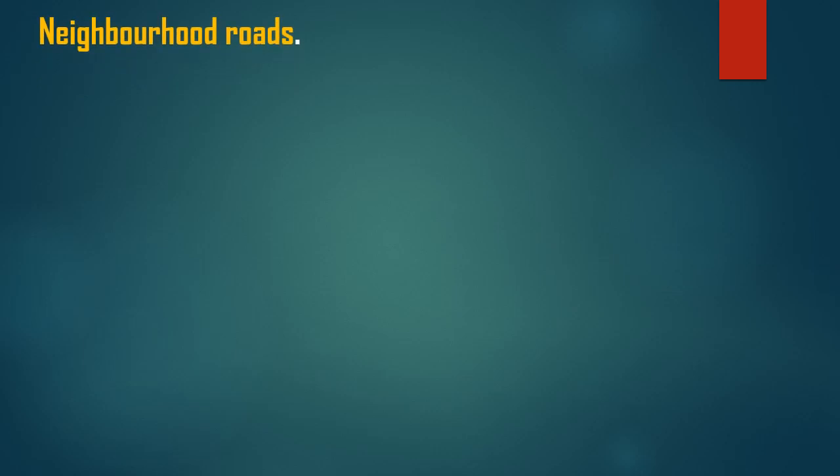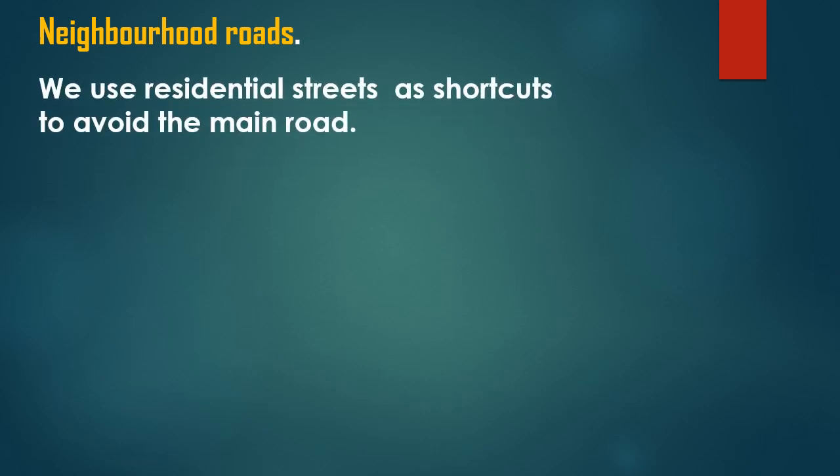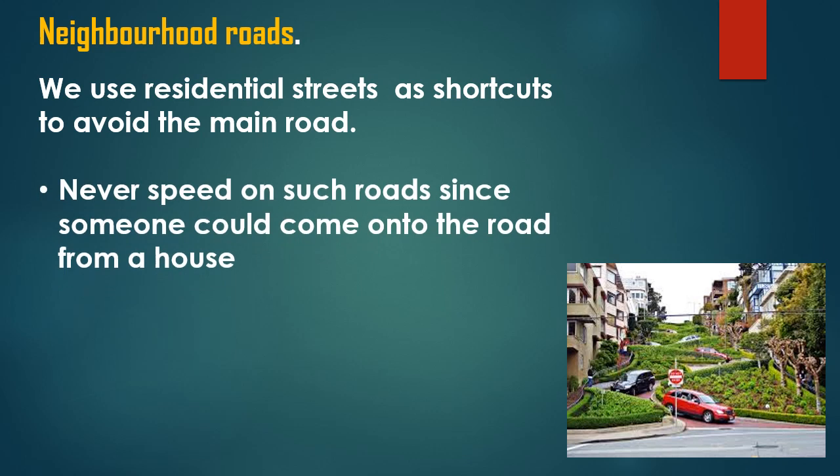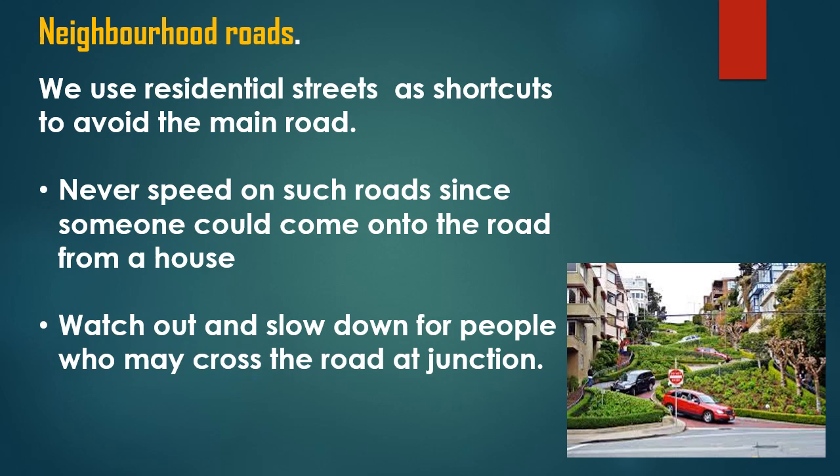Neighborhood roads. You might sometimes take residential streets as shortcuts to avoid the main road. You must be careful when you use these roads. Never speed on such roads since someone could suddenly come onto the road from a house or a side street. Watch out and slow down for people who may cross the road at junctions. Here in this picture you can see a vehicle entering the main road from a residential street.